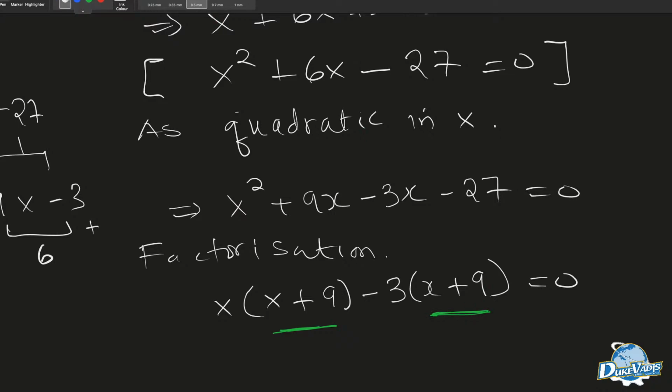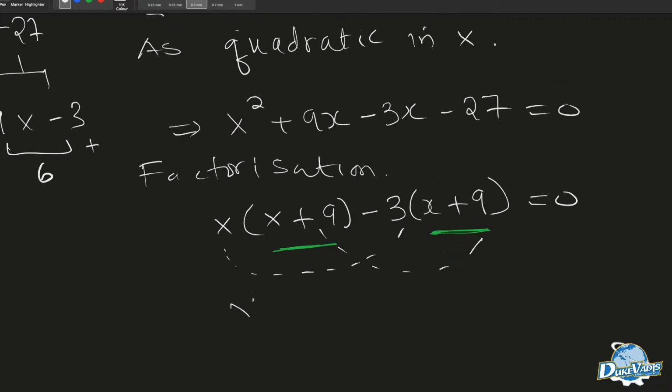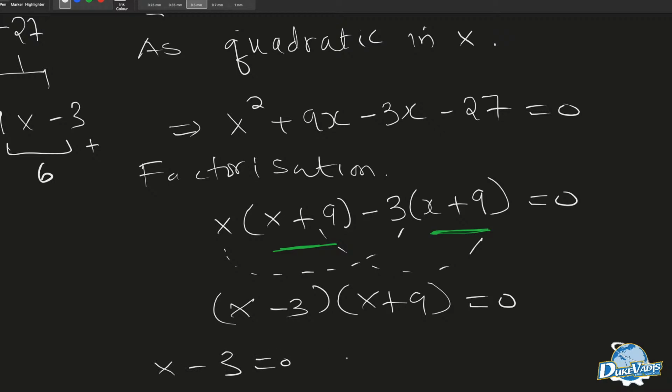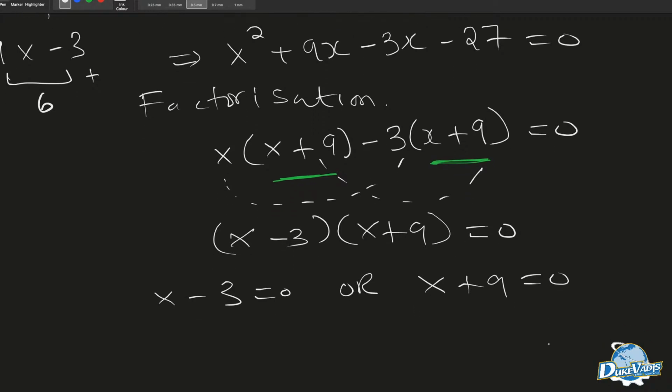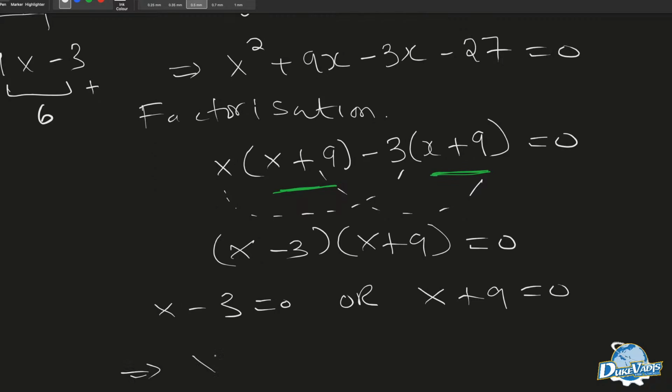Factorization. So we can say we'll pick this and this one, and we'll pick this. So we say x minus 3 into bracket x plus 9 is equal to 0. So now we say x minus 3 is equal to 0, or x plus 9 is equal to 0, because they are multiplying. So this will imply that x is equal to 3, or x is equal to negative 9. This is our answer to this equation.